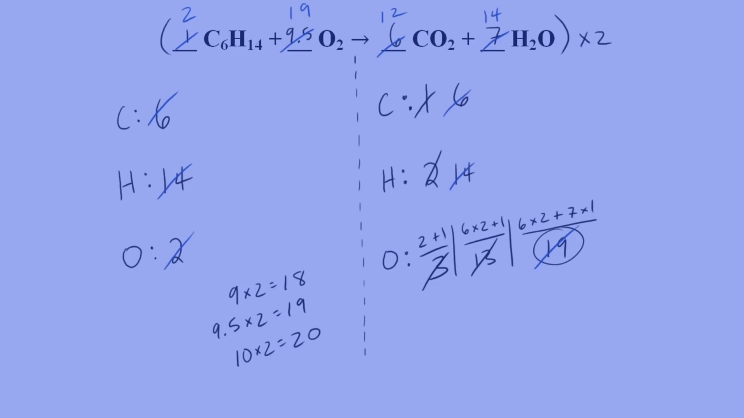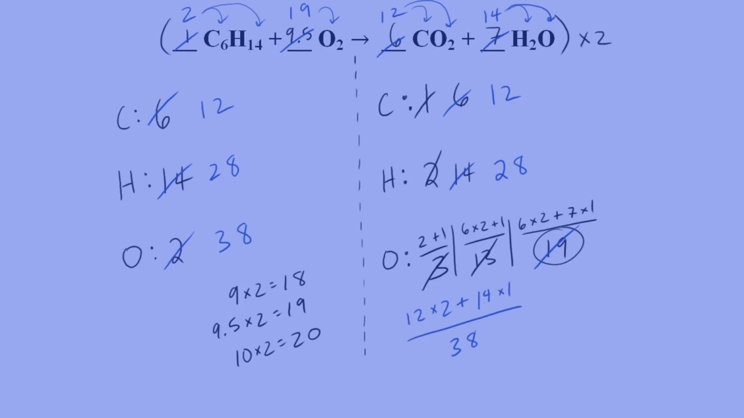And now let's double check our math. So for carbon, 2 times 6, that's 12. For hydrogen, 2 times 14, 28. For oxygen, we have 19 times 2, 38. On the right-hand side, for carbon, we have 12 times 1, 12. For hydrogen, we have 14 times 2, 28. And for oxygen, we have 12 times 2 plus 14 times 1, which gives us 38. So our final answer for coefficients is 2, 19, 12, 14.